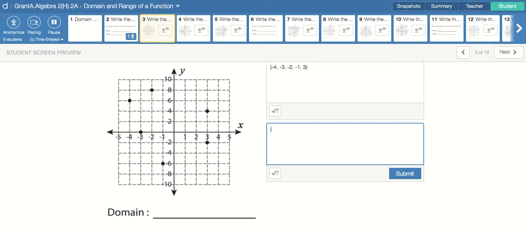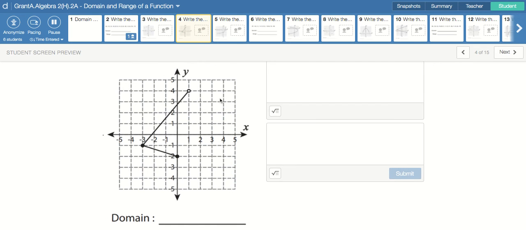Range is going to work in a similar way. I'm talking about all the y values of these points. The smallest y value I see is -6. And as I work my way up, I also have y values of -2, 0, 4, 6, and 8. So that would be how I represent the domain and range when I have a graph made up of all of these distinct points, all of these points that are not connected with a line.